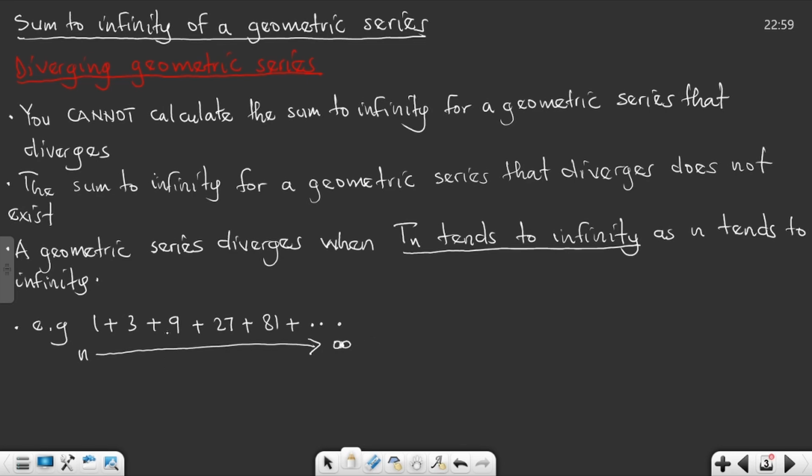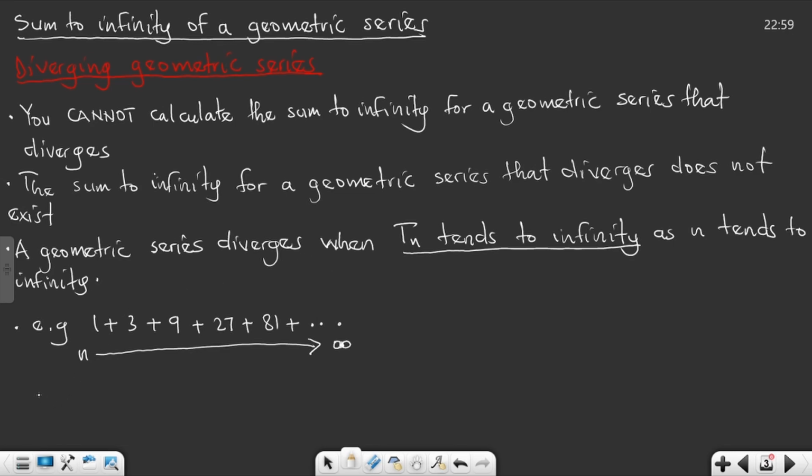Can you see? It diverges. It means it gets bigger and bigger in value. So you understand that we cannot calculate the sum of this. It doesn't exist because we don't have an end. We keep adding, adding, and adding bigger and bigger value. So there is no sum to infinity for a diverging geometric series. It does not exist. You cannot calculate because you'll keep on adding bigger and bigger value.